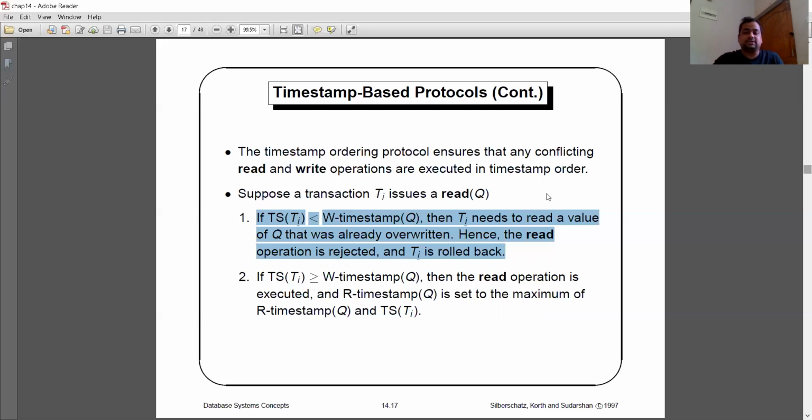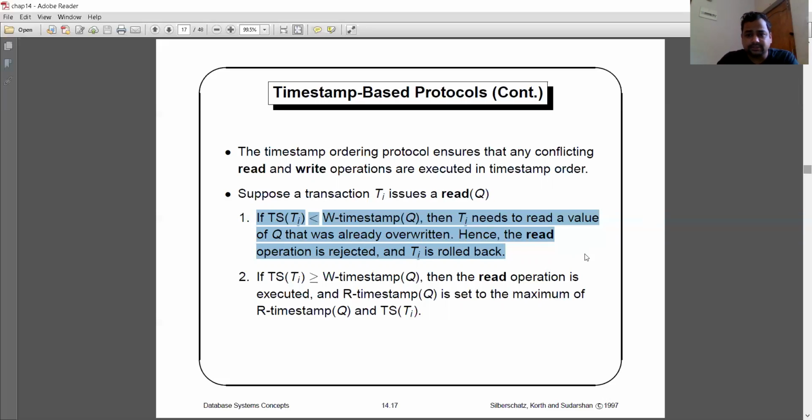So if the condition is satisfied, that is, the timestamp of the transaction is less than the write timestamp of Q, then the Q value that is to be read by transaction TI has already been written. Hence the read operation is rejected and TI is rolled back.